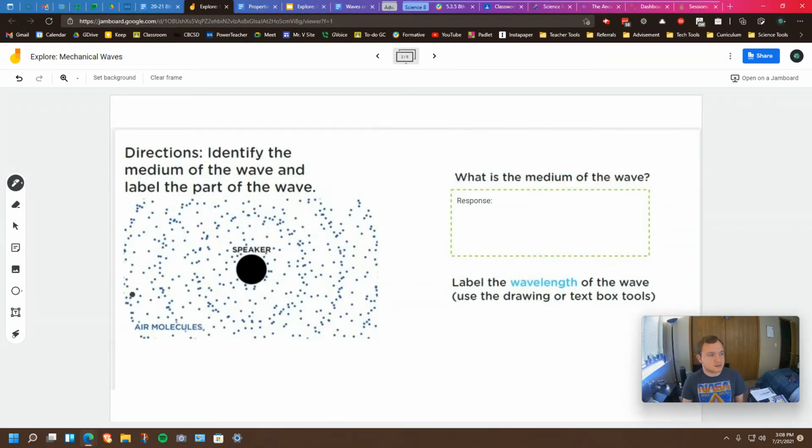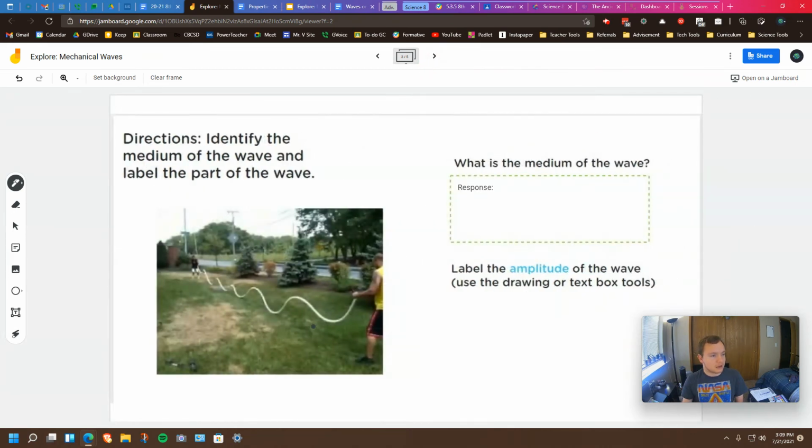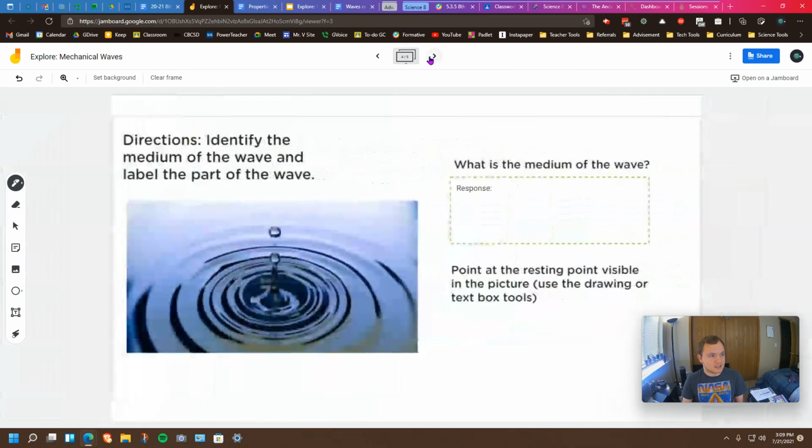So in this case, this is supposed to be a sound wave with those air molecules. Identify the medium, hint, hint, and then try and draw the wavelength. You can kind of see some patterns here in terms of these kind of rings. Those are the waves themselves. Hint, hint there. You got a rope wave, same idea. You got this little, it's a water wave. It's from, I want to say, like a puddle.